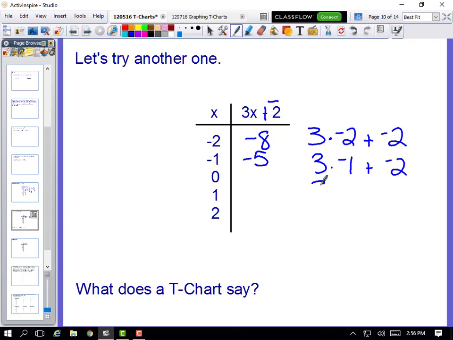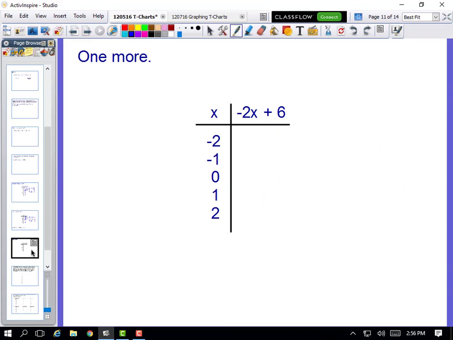And then we have 0. 3 times 0 plus negative 2. Well, anything times 0 is 0. Plus negative 2 is negative 2. So what are we doing here? We're counting by 3, or we're increasing by 3. So we increase negative 2 by 3, and we end up with 1, and then 4. So let's try one more, and then we'll end the video.